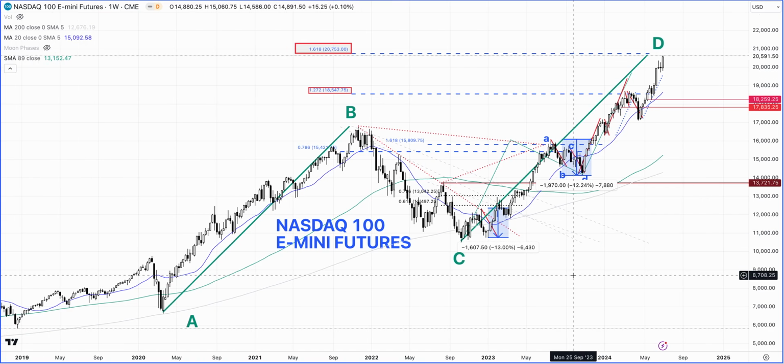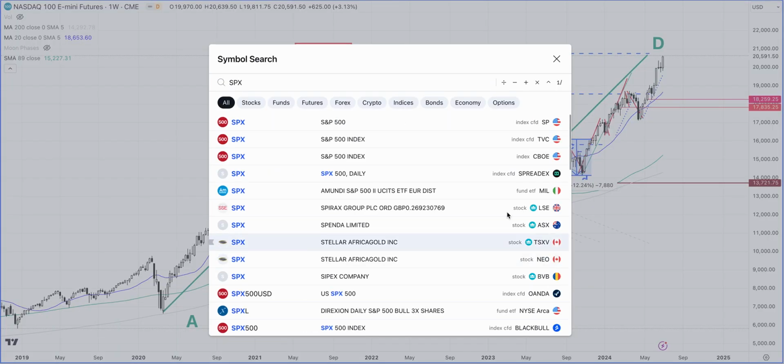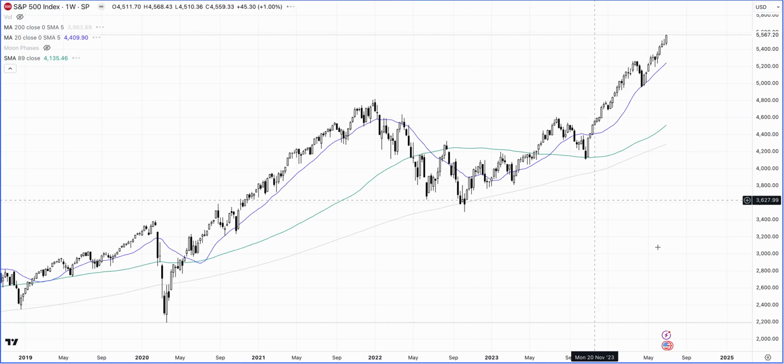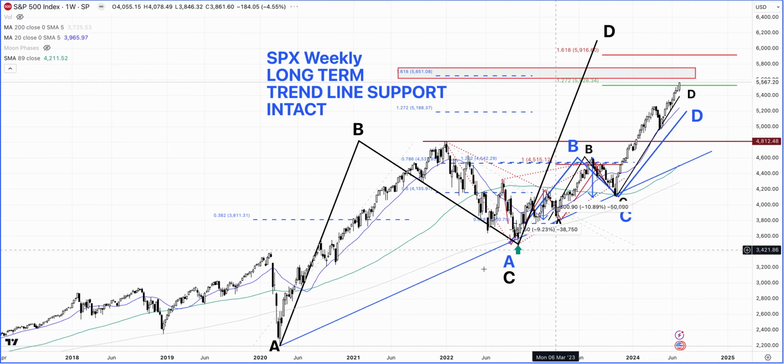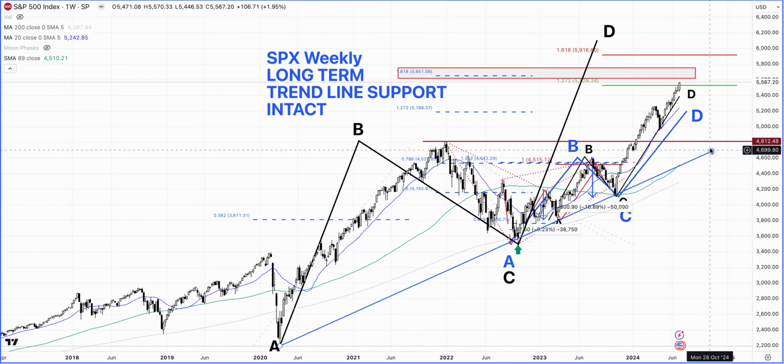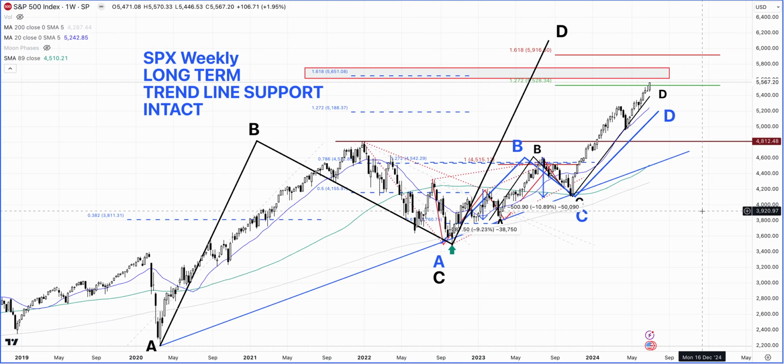So here, let's also, but just keep in mind that this is completing its ABCD pattern here. Now, if we take a look at the cash market of S&P 500, here we go. So this is what we see. It's also been pretty strong. There's a really long-term nice trend line which has supported this market.